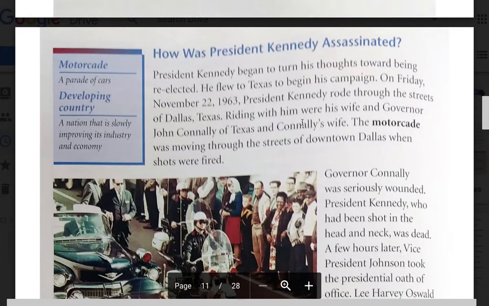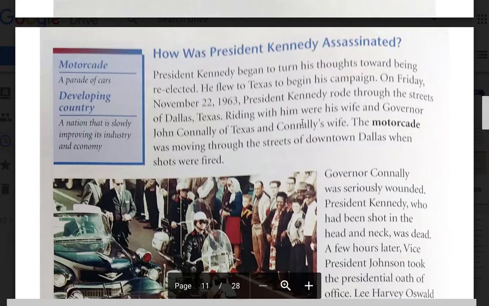How was President Kennedy assassinated? President Kennedy began to turn his thoughts toward being re-elected. He flew to Texas to begin his campaign. On Friday, November 22nd, 1963, so that I remember that as 11/22/63. Okay, it's kind of like 1, 2, 3 almost. President Kennedy rode through the streets of Dallas, Texas. Riding with him were his wife and Governor John Connally of Texas and Connally's wife.